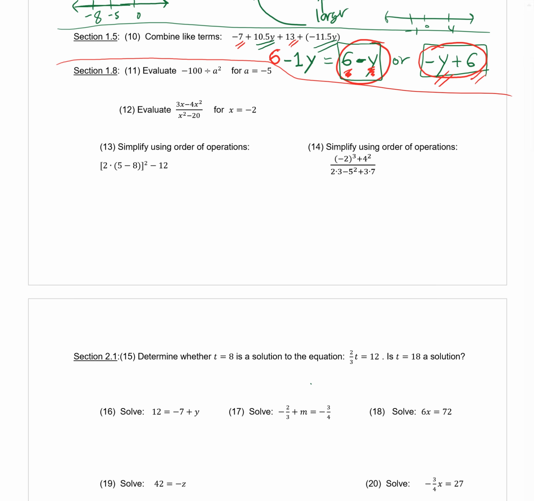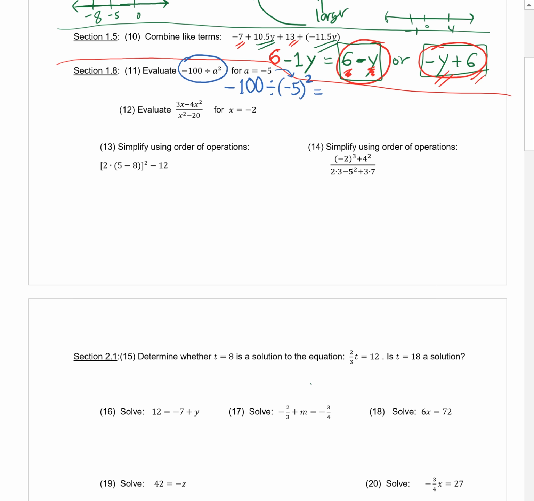How about number 11 then? They give us this algebraic expression here, -100 divided by a squared. And they're saying substitute -5 where a is in that expression. So all I have to do really is rewrite the expression. It's -100 divided by something squared. But they want that something to be the number that they gave me, -5 for a. And now my job is just to simplify this down to one number.